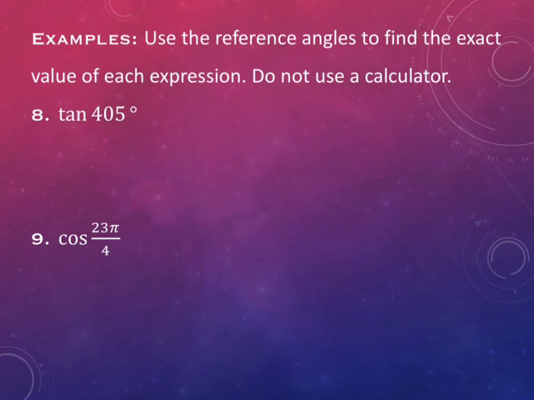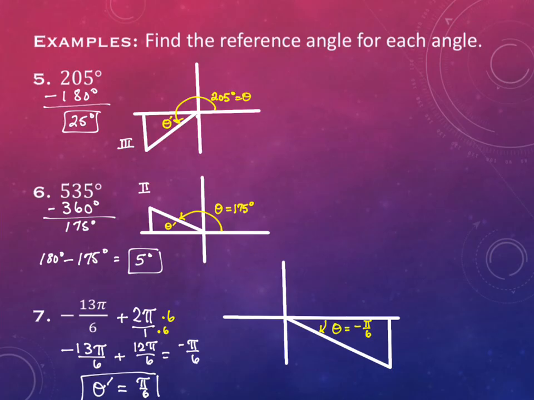So, okay, 405. 405 is like number 6. It's a number that's bigger than 360. So what did we do first on number 6?